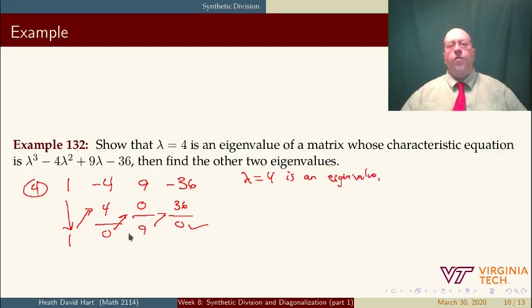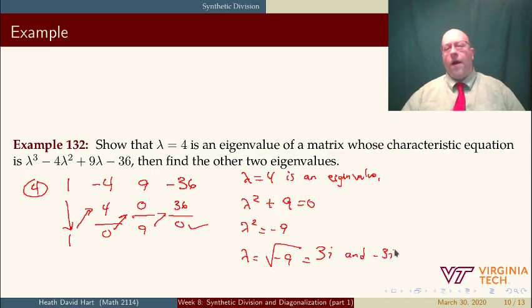But the other 2 come from this equation here. Lambda squared plus 0 lambda plus 9. And this doesn't factor. It's lambda squared equals negative 9 and lambda is equal to the square root of -9, and that's imaginary. It's 3i and -3i.